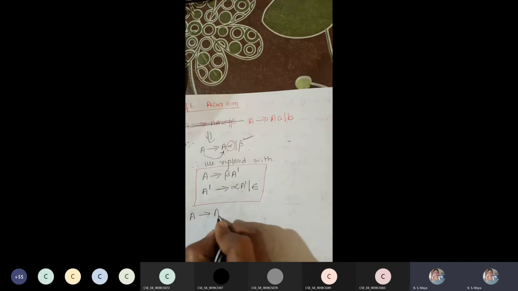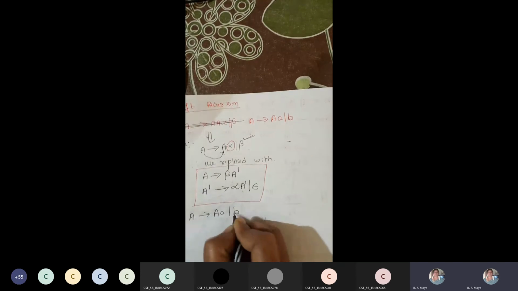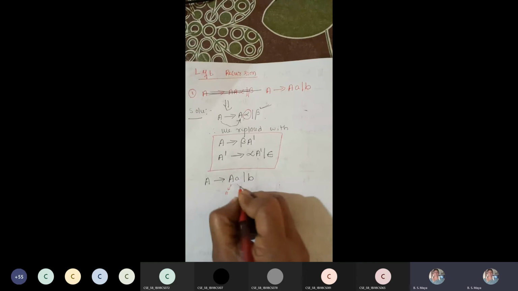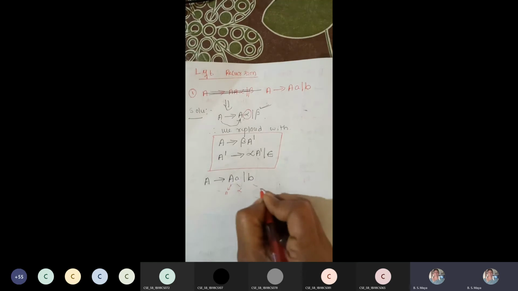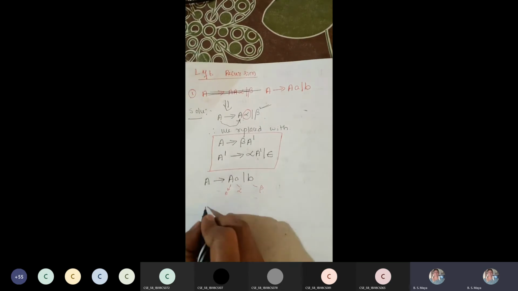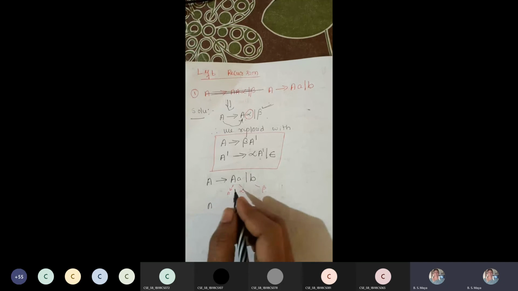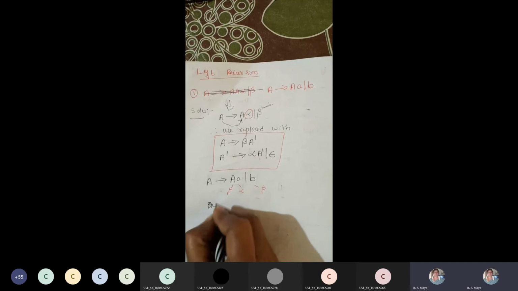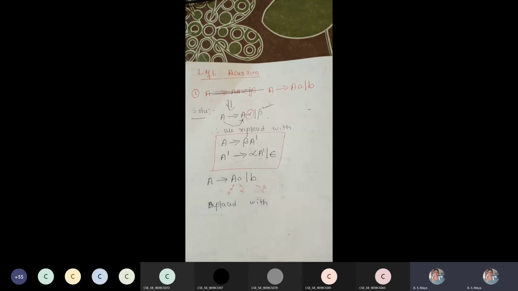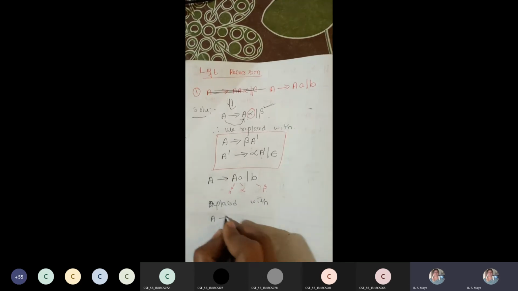A derives A alpha or beta. Now this is A, this is alpha, this is your beta. For your reference, I am writing it. Now how to write? It is replaced with this. The grammar that has left recursion is replaced with A derives. What is beta now?